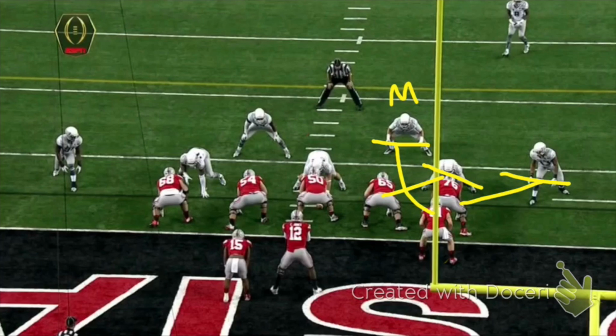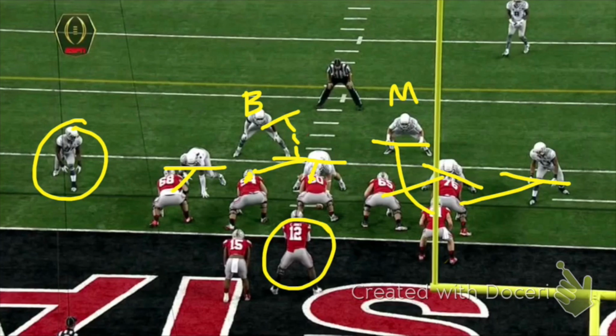Now, what this leaves for us is number 50 and number 54, the center and the backside guard, who are going to double team the nose, and they're going to work towards our Buck linebacker. And the tackle there is responsible man-to-man for that defensive end. Now, remember, it's not a big deal if he can't completely hook that block, because if he over-pursues, number 15 can cut back.